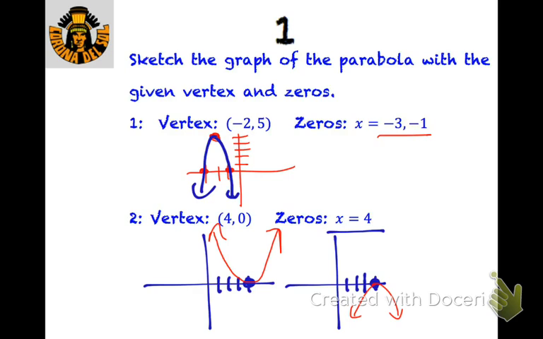And just make sure you also know how to do the ones that have no real zeros. If it's no real zeros, then it could either be a graph that would go up like that, or it could even be a graph that goes like that. And then you just, of course, plot whatever vertex you're given.